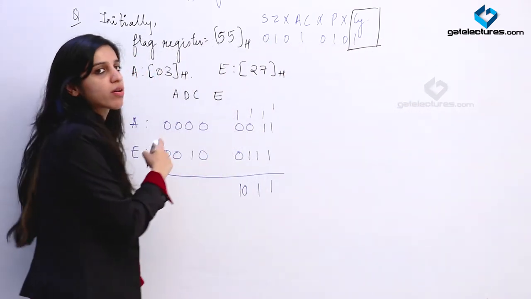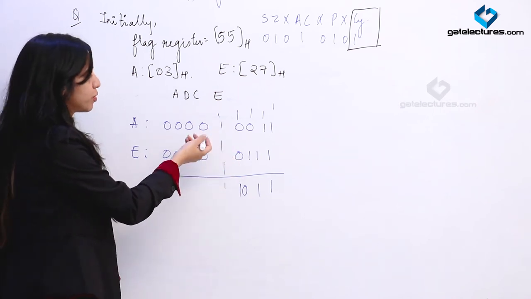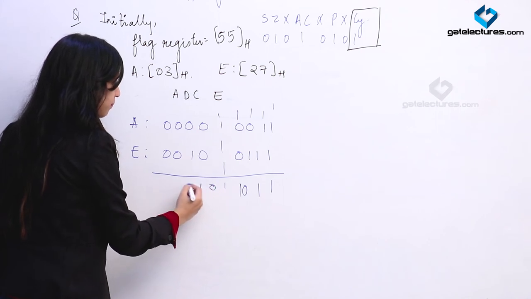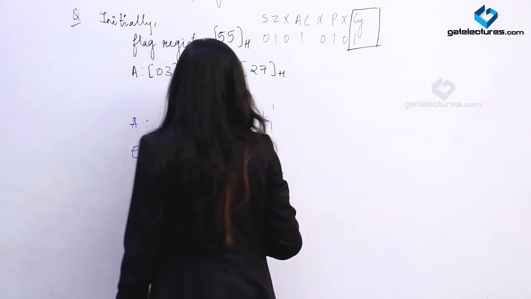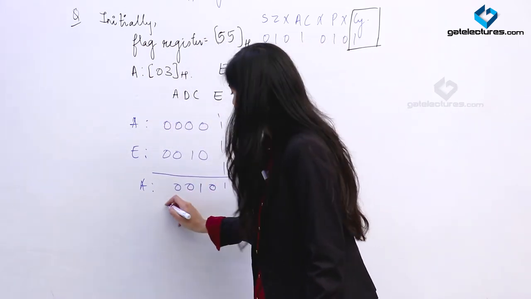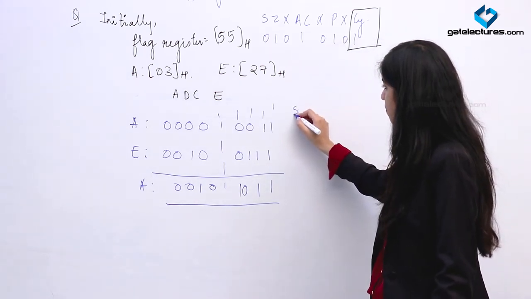See, now there are no auxiliary carries, okay? We're not getting any carry from lower 4 bits to upper 4 bits, so auxiliary carry is going to be 0. So final contents of register A are going to be 00101011. Okay, fine. Now we're just going to look at the status of the flag register.